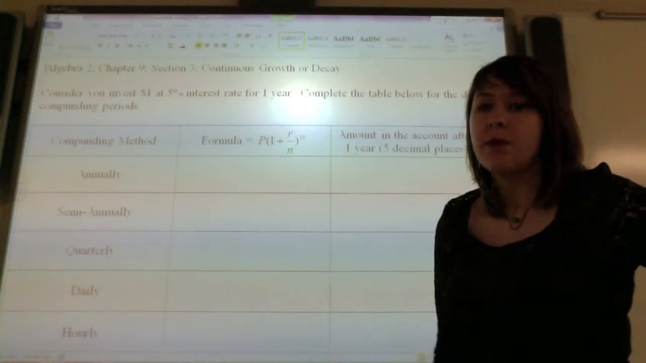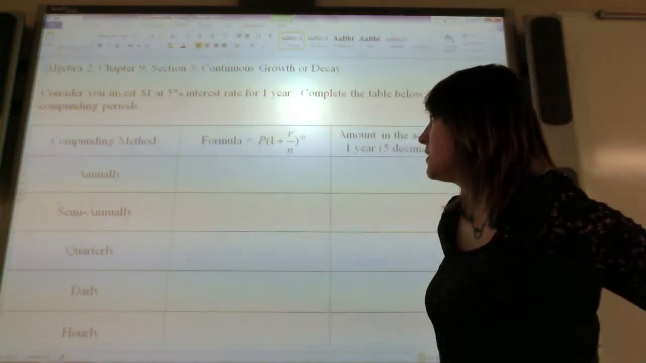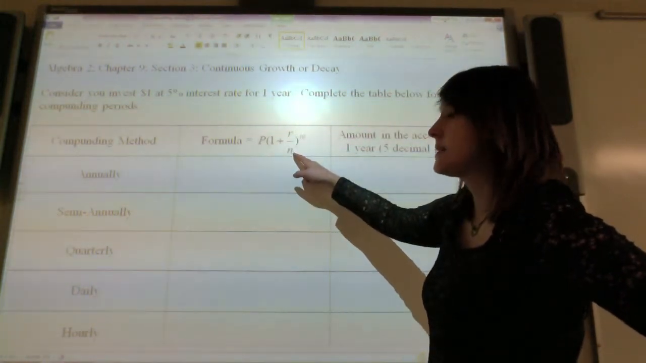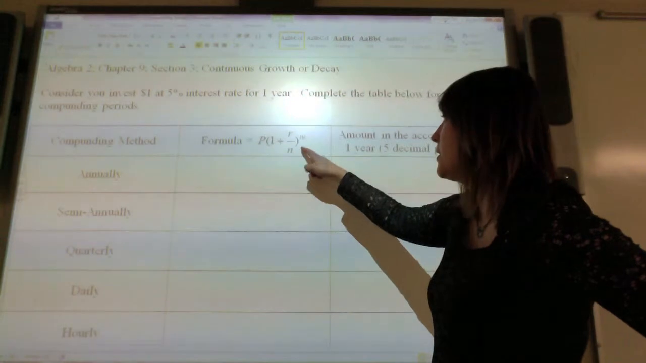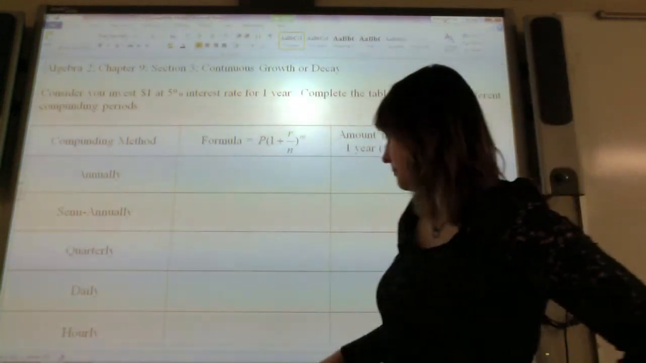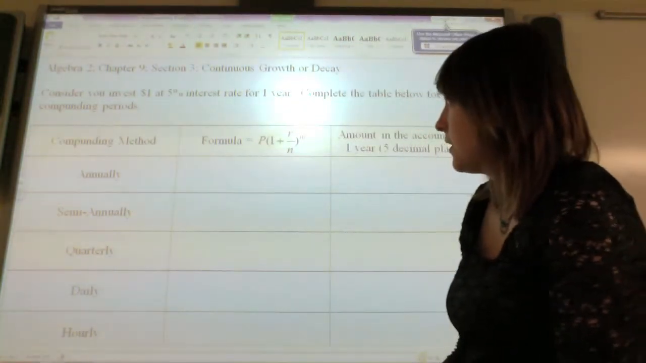So remember that our compound interest formula is P times the quantity 1 plus R over N to the NT, where P is your principal, R is your interest rate, N is the number of times you compound per year, and T is the number of years. So if I want to complete this, I'm just going to plug in the values that I know.